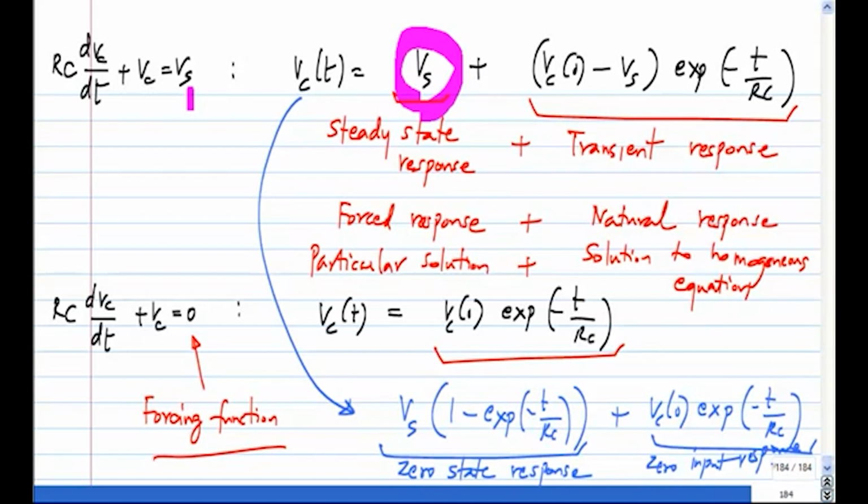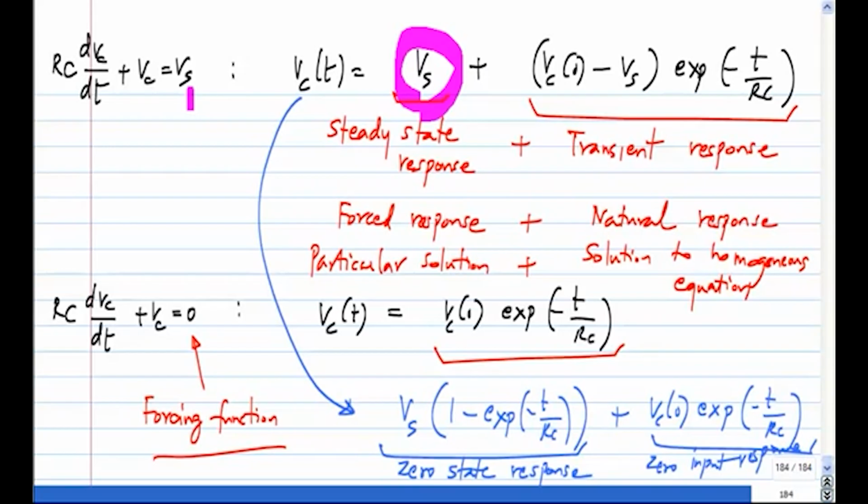If the state of the capacitor, that is the capacitor voltage, is 0 initially, you will get the left part of the solution, and if the input itself was 0, you will get the right part of the solution. Okay, so these three classifications are just different terminology for the same thing. Steady state response is the same as forced response, which is the same as particular solution, whereas this zero state response is not the same as the forced response.